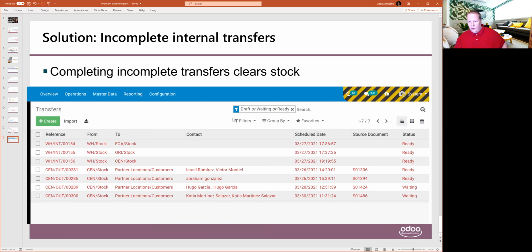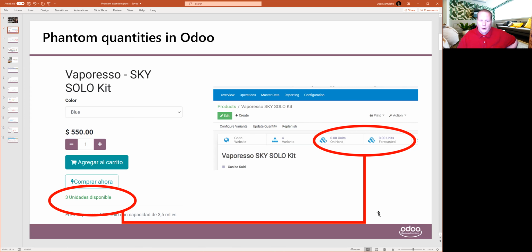So in our example case, we actually went to operations and internal transfer, and here we can see that if we apply filters for waiting or ready or draft, we are able to see that these are the incomplete transfers. And once we cleared this out, in our case, the customer was seeing that there are no units available, and the phantom quantities are no longer there. So this, ladies and gentlemen, has been the case for researching the phantom quantities in Odoo's warehouse.